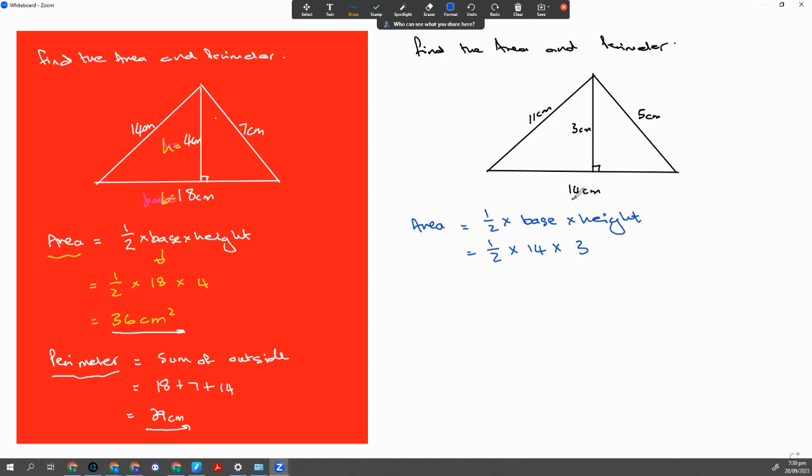So 14 times 3 and half of it. So we can multiply 14 times 3, half it afterwards, or we get half the 14 and then multiply it. Because it's multiply, we can multiply any two first. I'm going to half the 14. It's going to become 7. And then 7 times 3 will equal 21 centimeters squared.